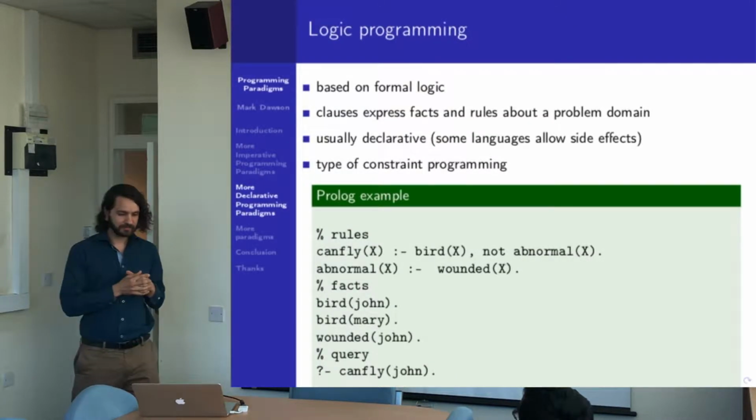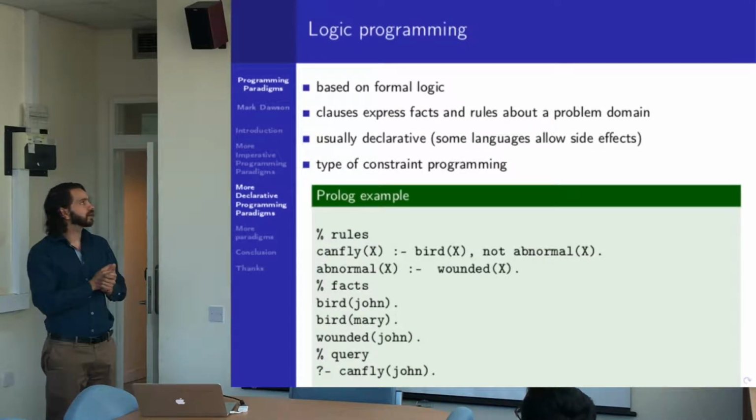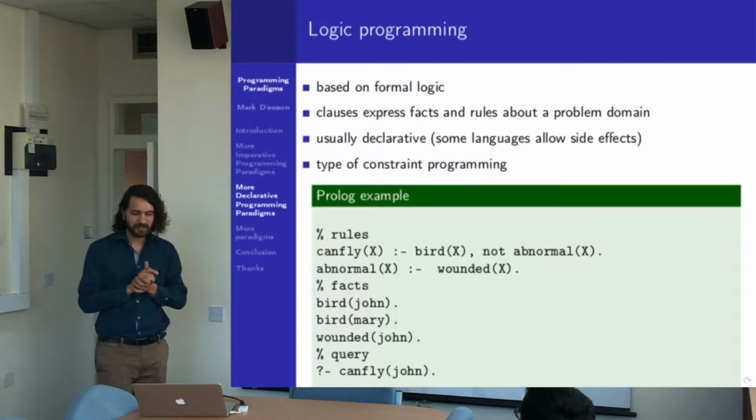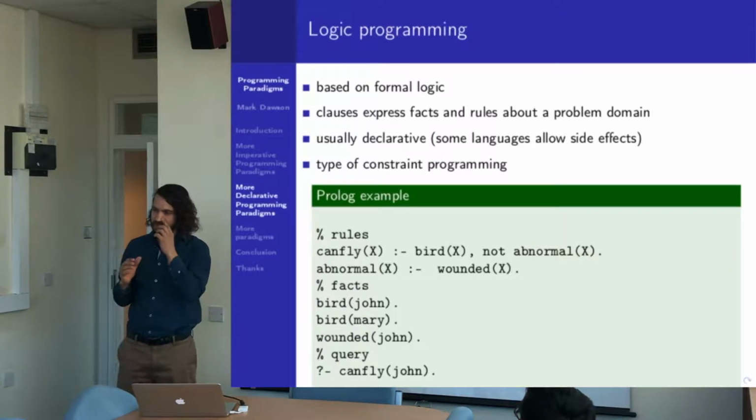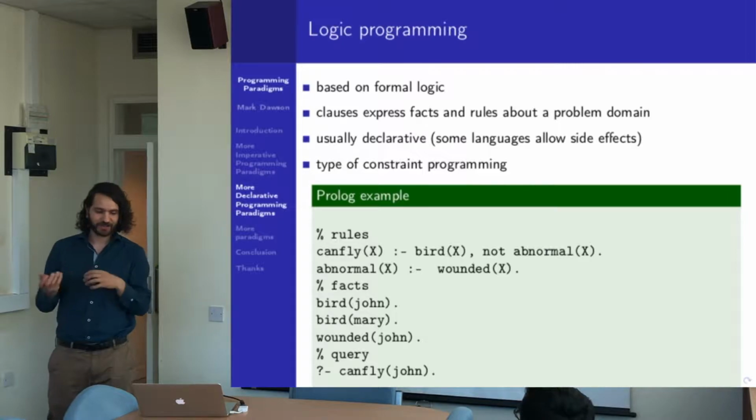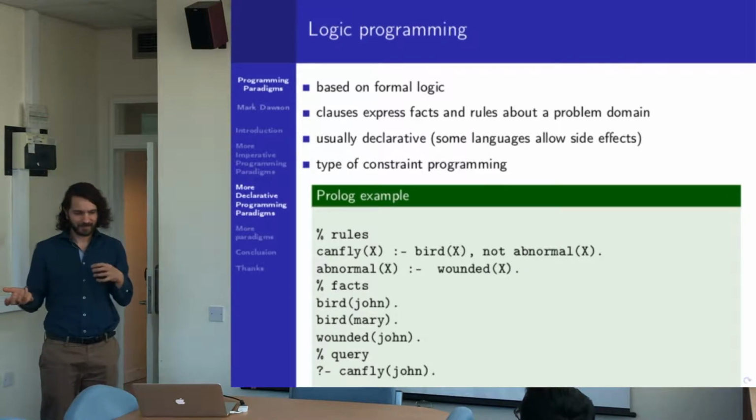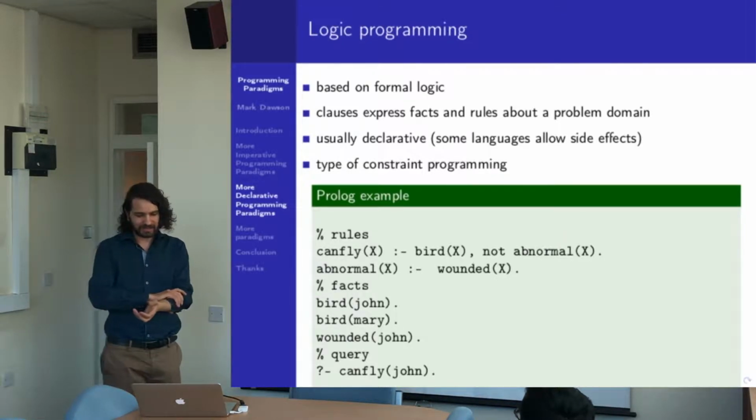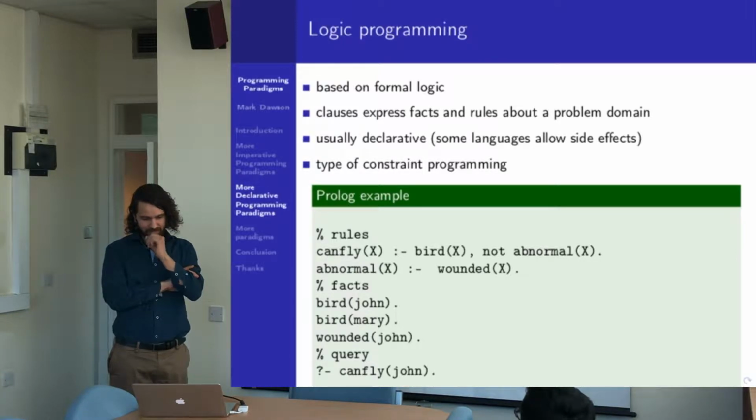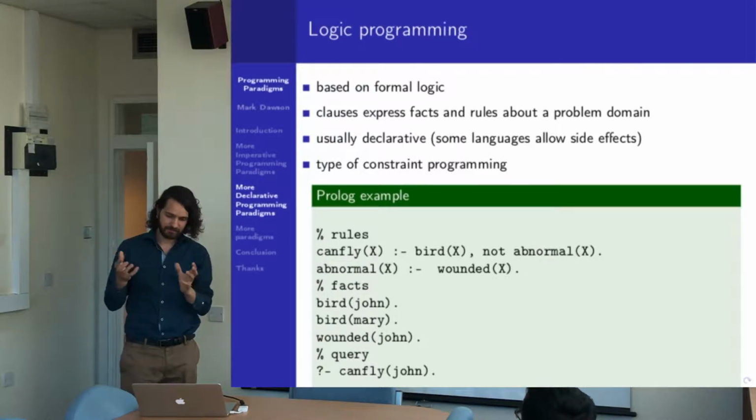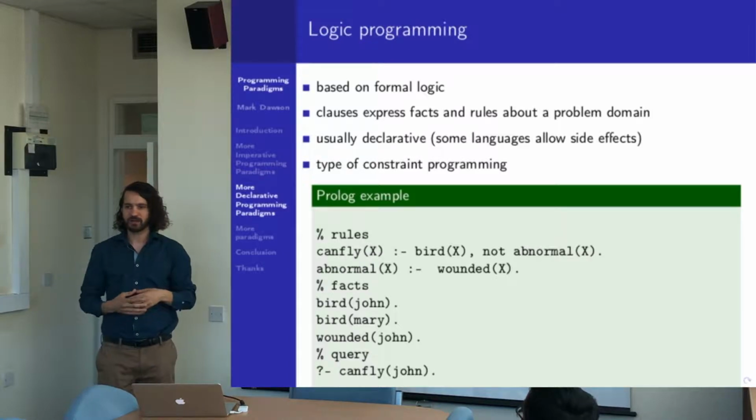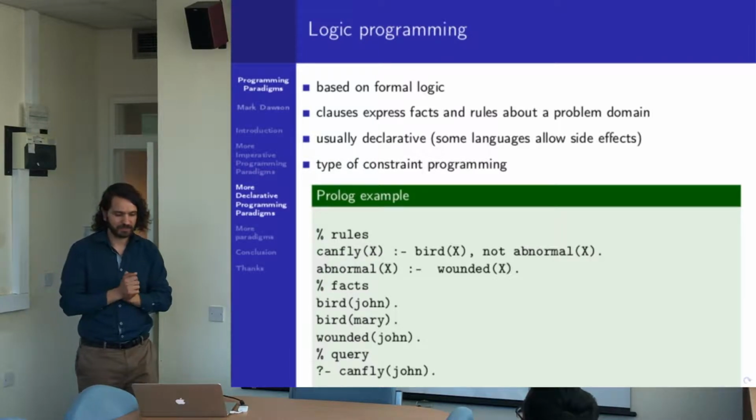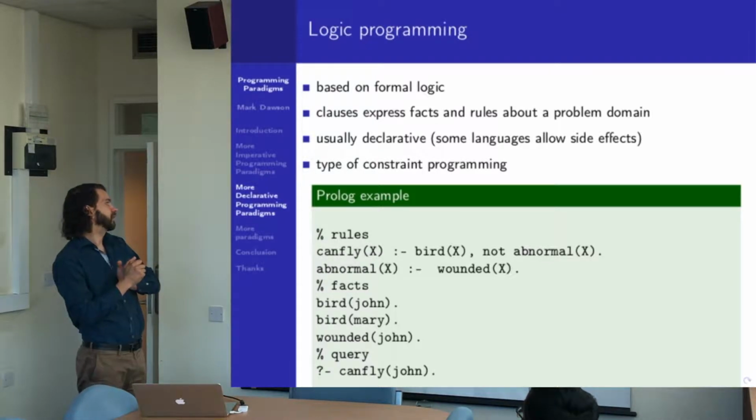Declarative: logic programming. Logic programming is based on formal logic. We have clauses which express either facts or rules about the problem domain, and it's usually declarative, and roughly speaking a type of constraint programming, which I could have discussed more broadly, but I'll just pick this little example.